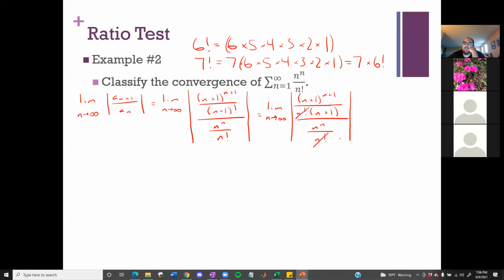But from here, now I essentially have no factorials left. I've canceled them out. And here's something else I'm going to do. Everything I'm dealing with right now is positive, so the absolute value operator isn't really doing anything for me, so I'm just going to leave it off. So now I have n plus 1 raised to the power of n plus 1 over n to the n times n plus 1.